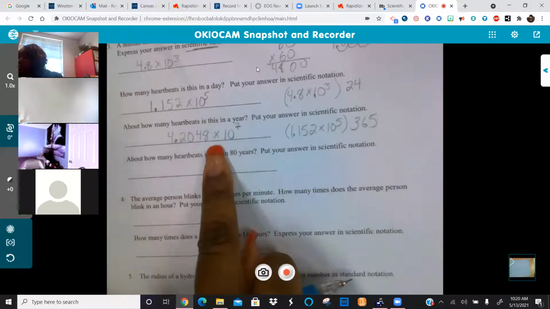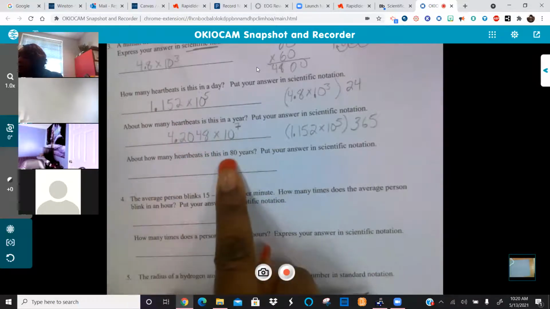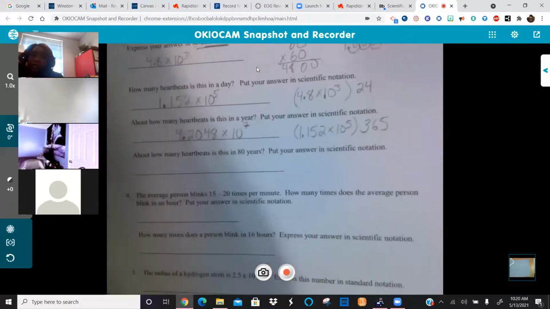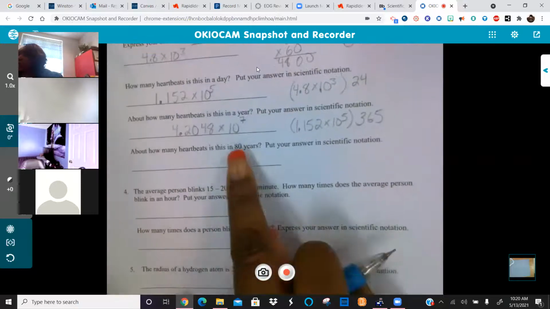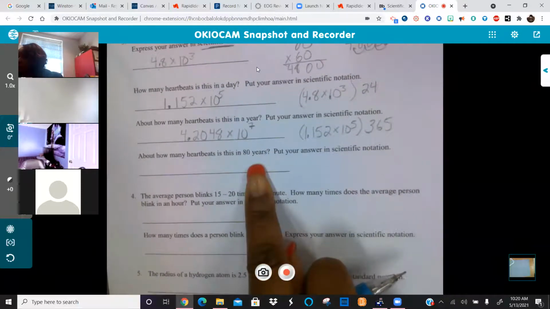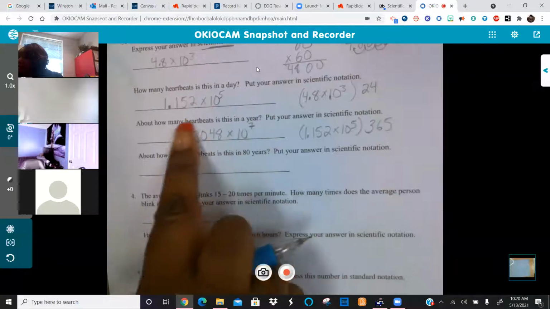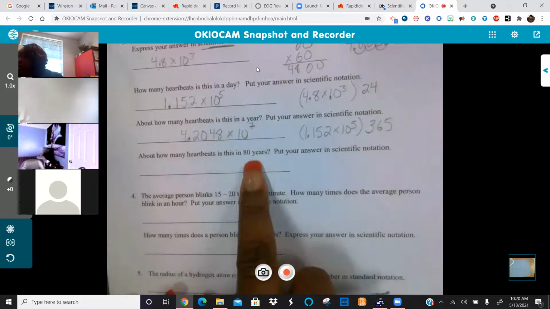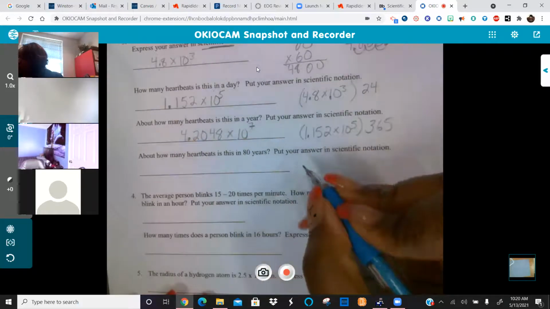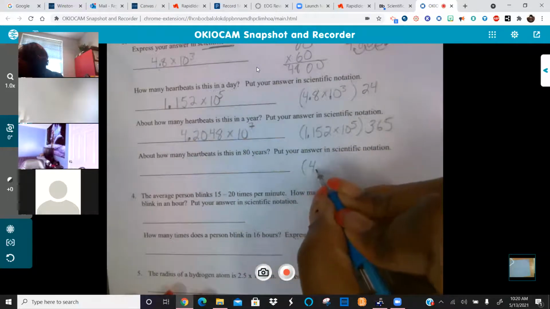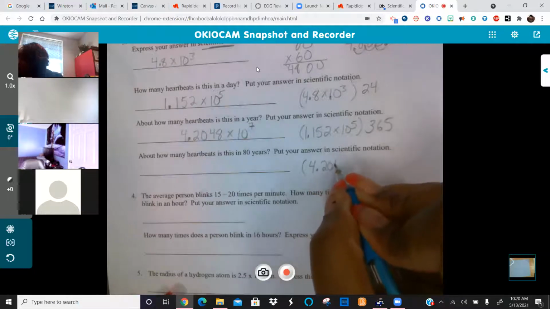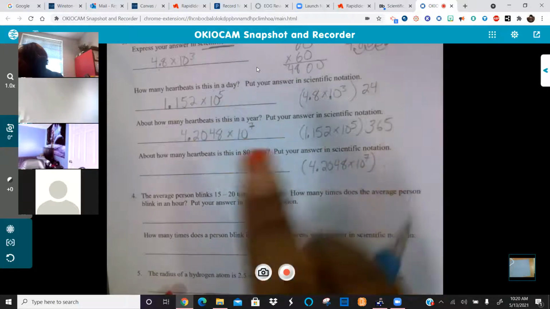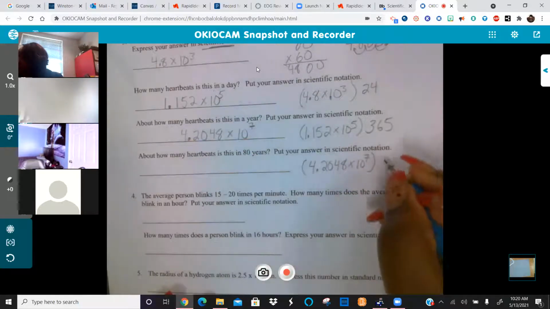Okay. Then it says about how many heartbeats is this in 80 years? What are we going to do to figure out 80 years now? Okay, very good. We're going to take this amount right here. This is in 1 year. And we're going to multiply it times 80 years. So this is how many heartbeats in 1 year, and we're going to take that amount and multiply it times 80 years.